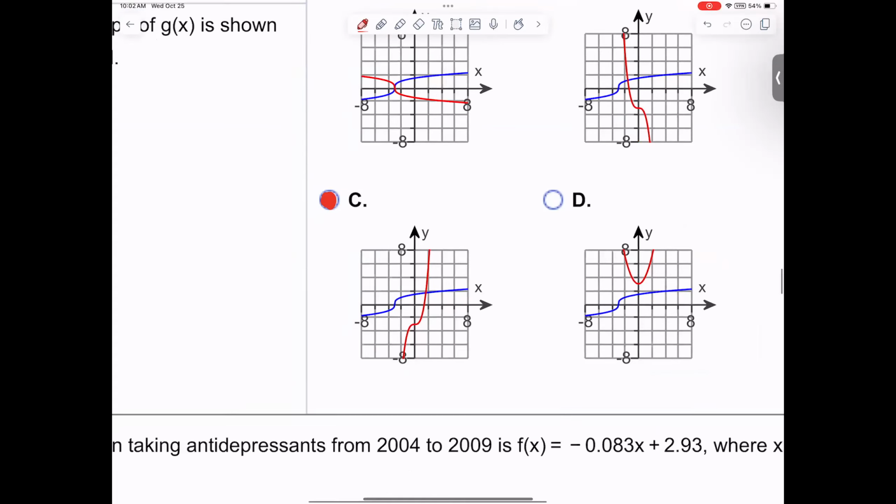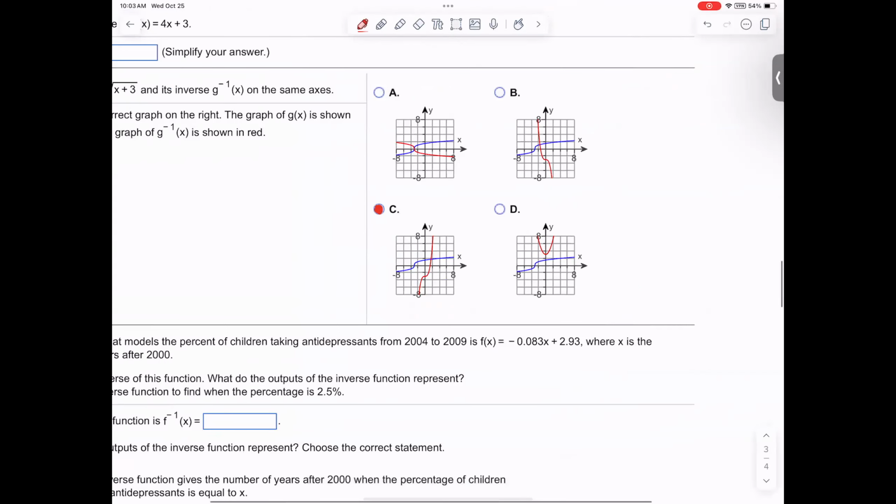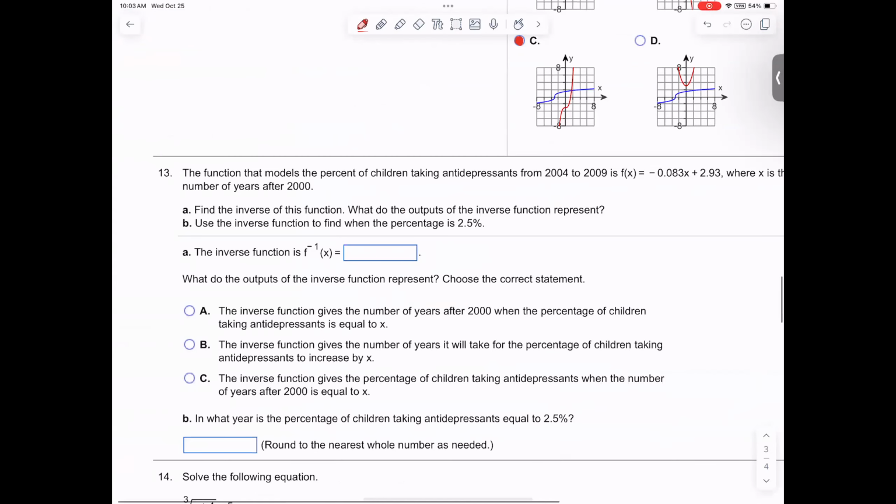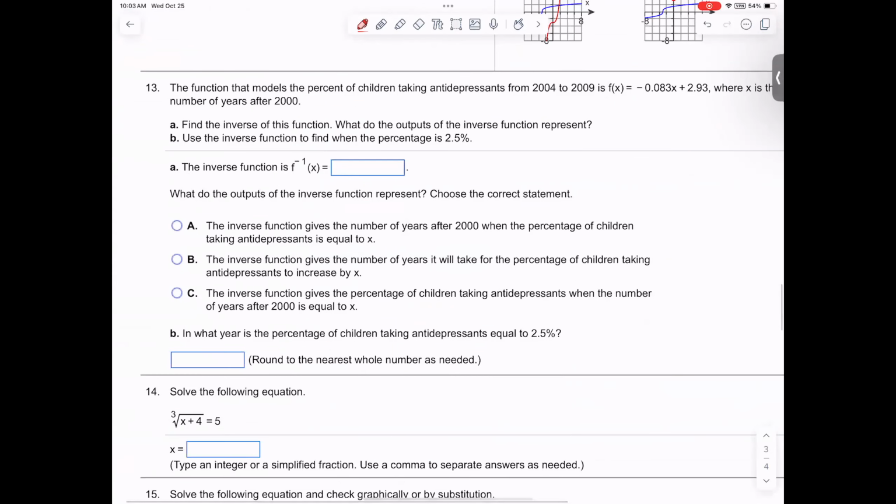All right. Time do I have? The function that models the percent of children taking antidepressants, well, that's depressing.